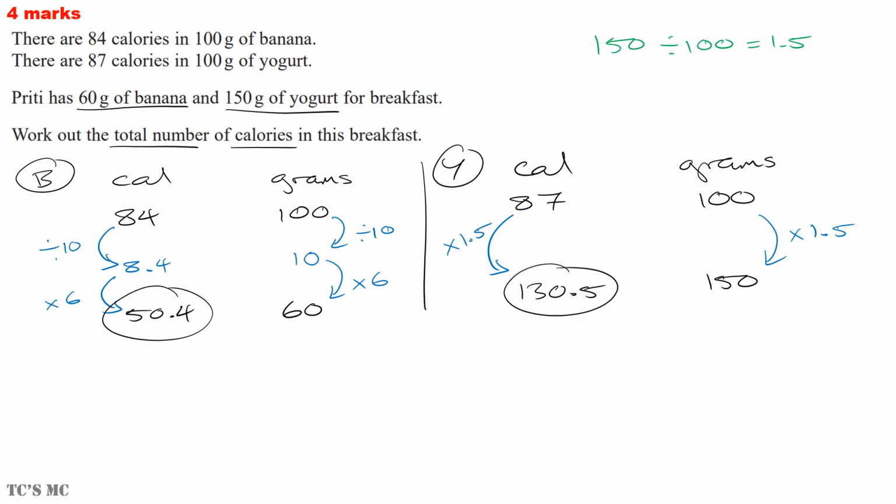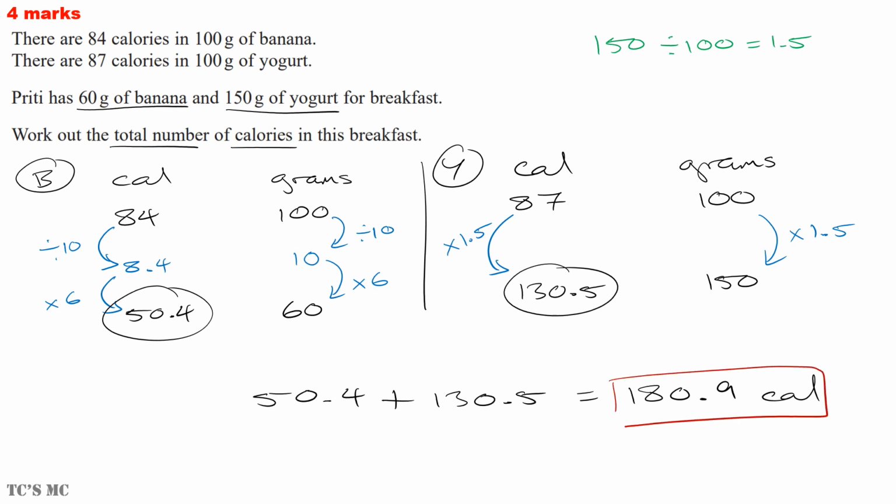My third mark is for trying to work out the total. For total, we need to add. And for writing this out, I have my third mark. My final mark is from saying 180.9 calories. So there's my fourth mark.